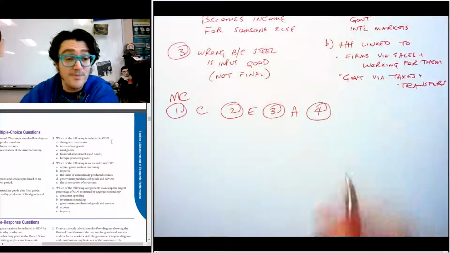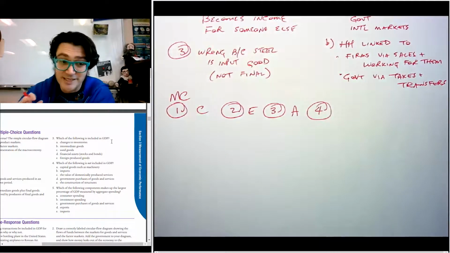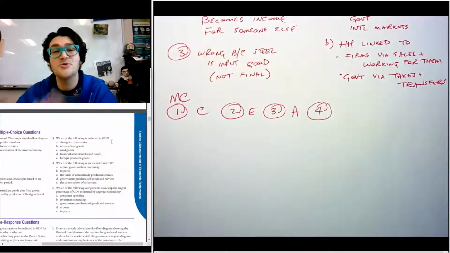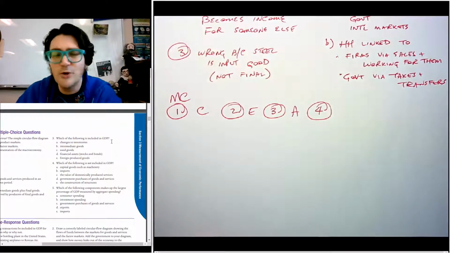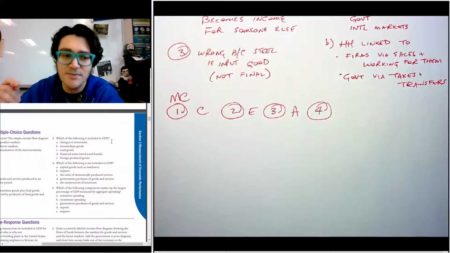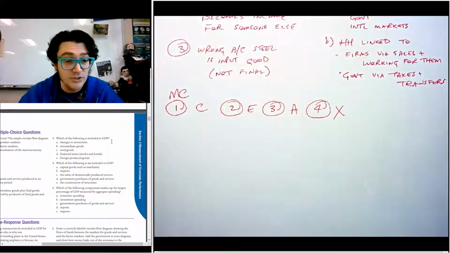Number 4, now here's where I have a beef. Not included in GDP. So the correct answer according to the book is imports, because imports are subtracted from GDP. Get it? Ha! That's bogus, if you ask me. They want me to write B. I'm not going to write B. I'm going to put an X on this one because it's a dumb question.